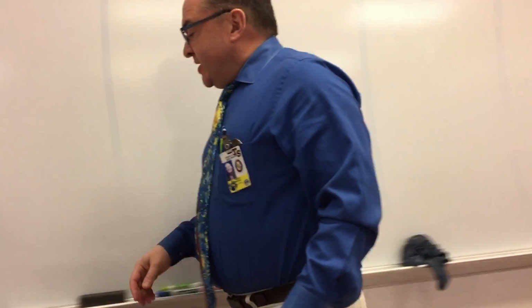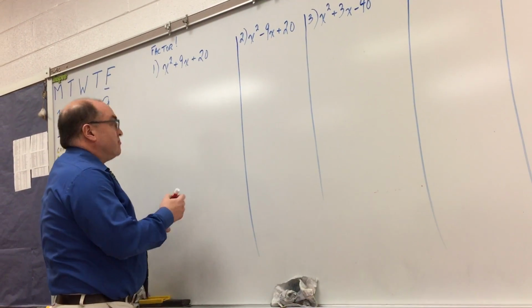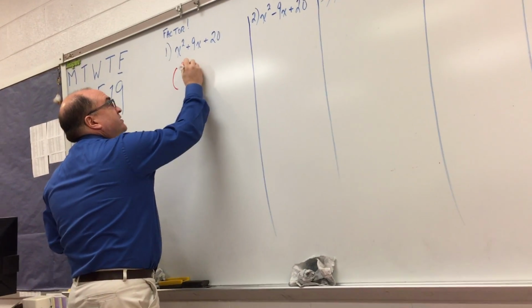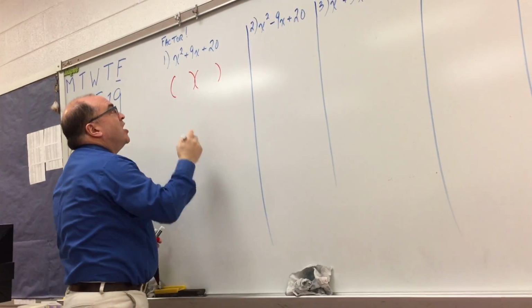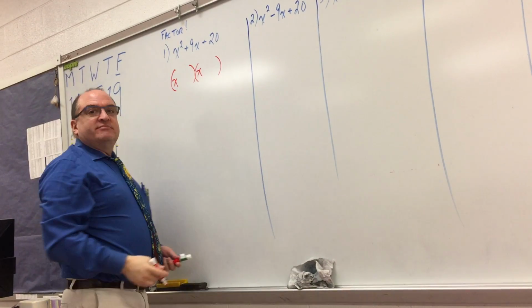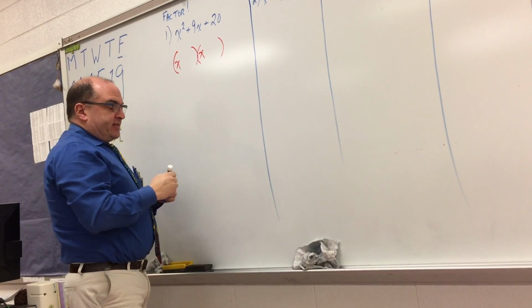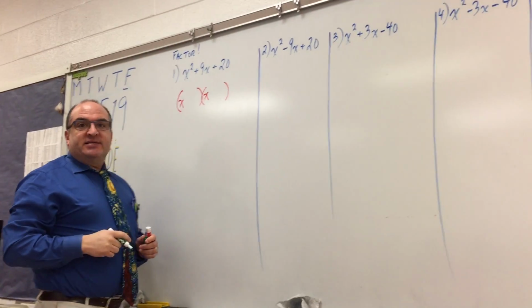How do you factor? Well, here's how you factor. Over here, it's the reverse of FOIL, meaning what times what makes x squared? Well, x times x. Sweet. What times what makes 20 that added together makes 9?